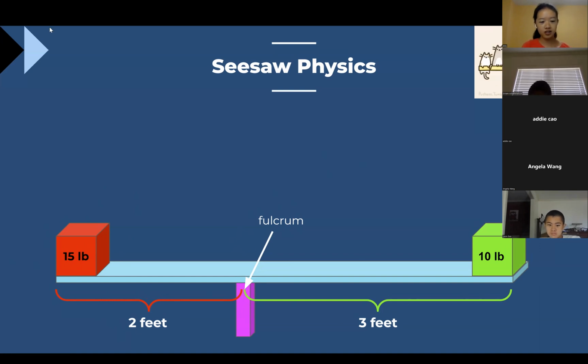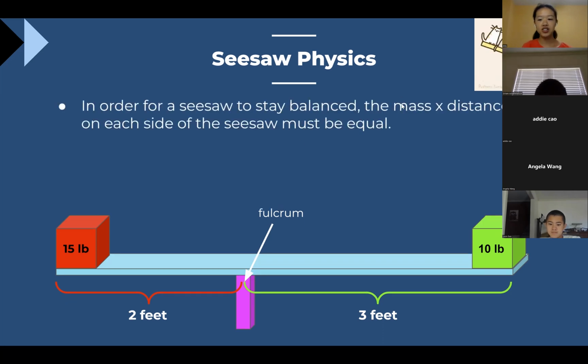In order to determine if a seesaw is balanced or not, the mass, which is the weight over here and over there, times the distance on each side has to equal each other. So yeah, Advika, it's m1 d1 equals m2 d2. They have to be equal.